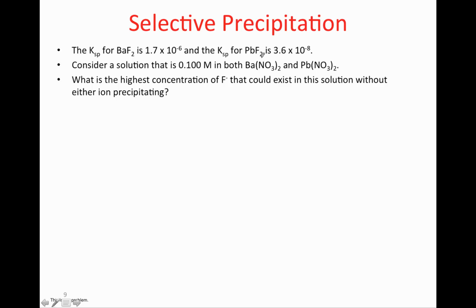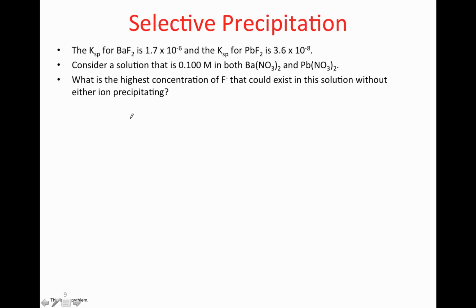What I'm going to say is that the lead is more sensitive to fluoride in solution than is the barium. Based on these numbers, I could put more fluoride in the barium solution. If I had two separate solutions and I were adding fluoride, I could put more fluoride in the barium solution without seeing a precipitation than I could in the lead solution, because the lead fluoride is less soluble. It's less tolerant of putting fluoride in.